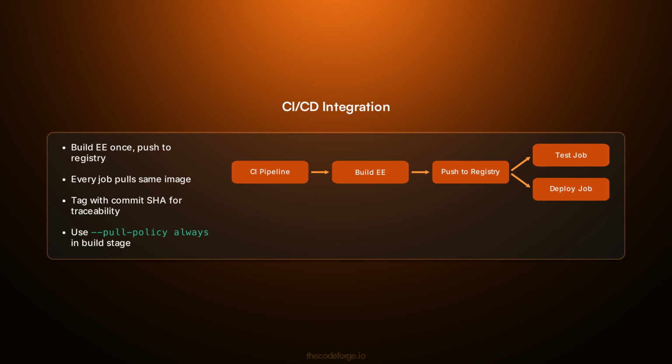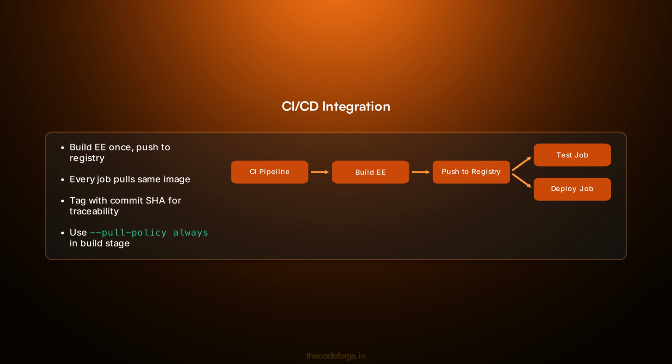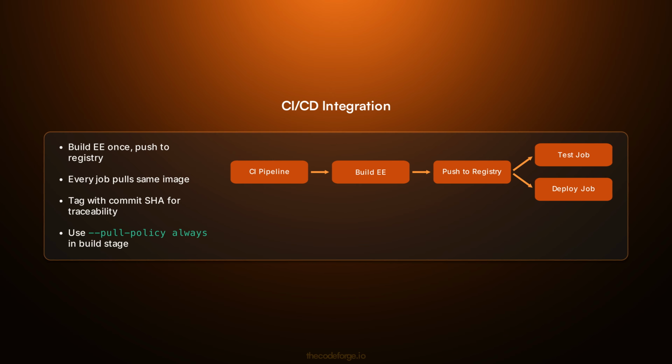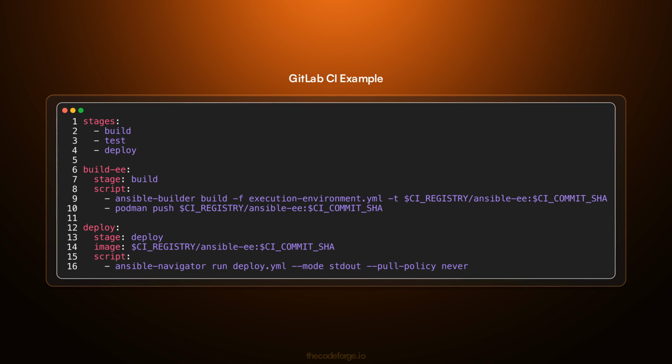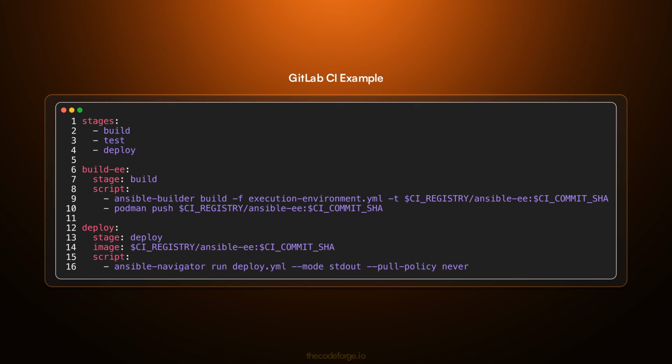EEs shine in CI. Your pipeline builds the EE once, pushes it to a registry, then every job pulls the same image. Tag with the commit SHA for traceability. In your pipeline, run ansible-navigator run with pull policy always to ensure you're using the exact image from the registry. Here's a GitLab CI example. The build-ee job builds and pushes the EE tagged with the commit SHA.